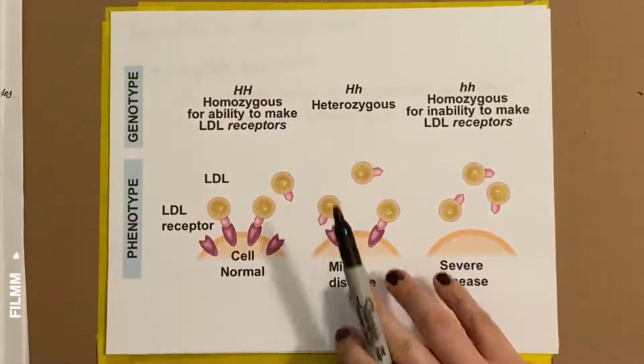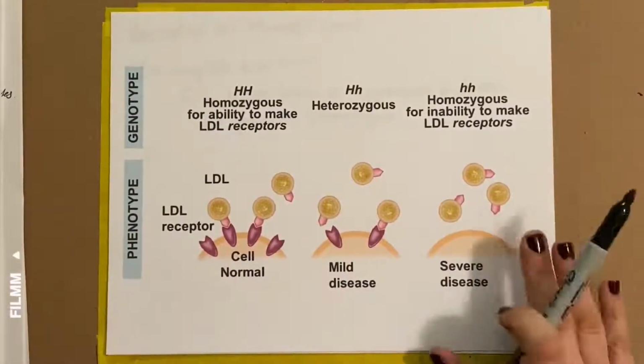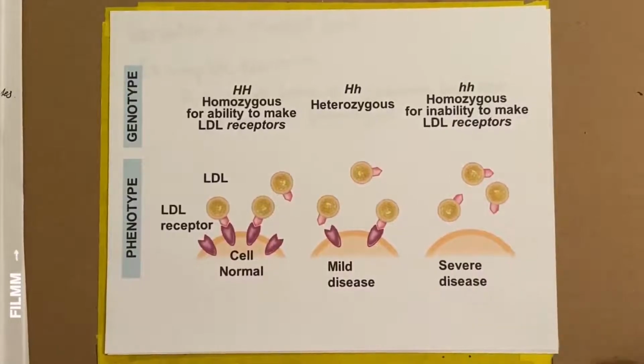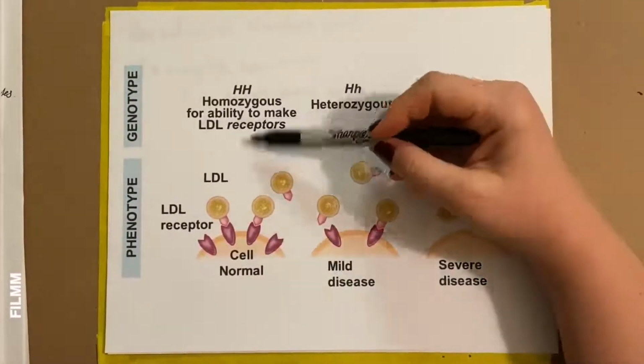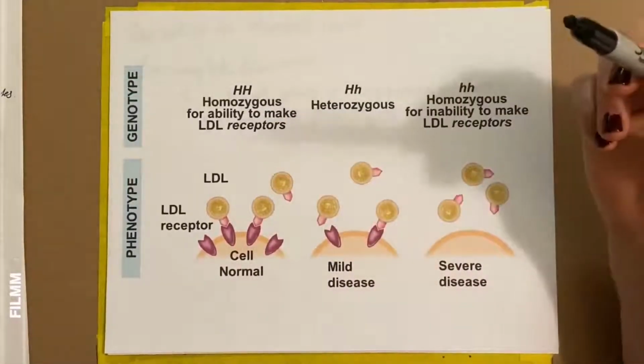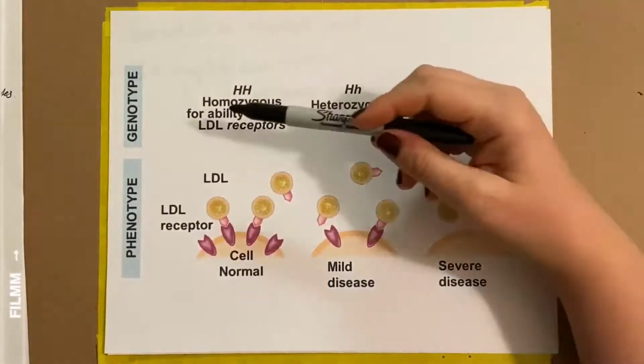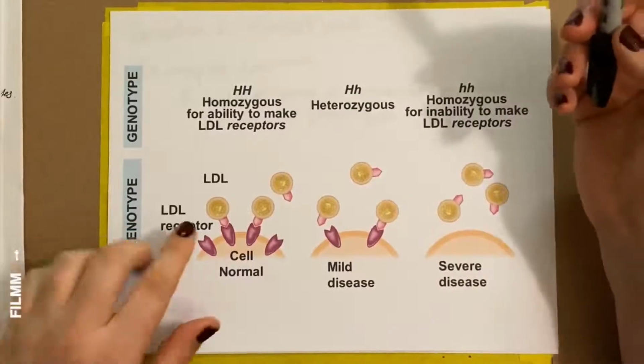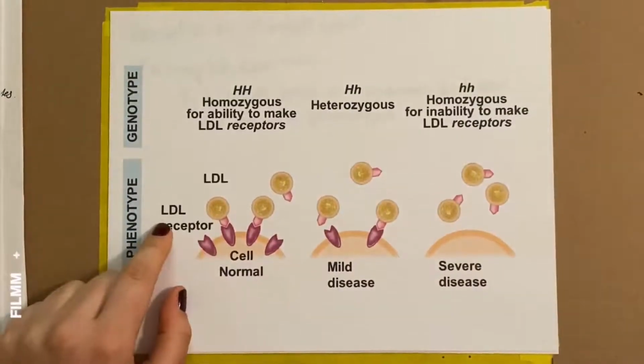Now, for a human example, there is a disease that happens with cholesterol, okay? And so a normal individual will be homozygous dominant, and they are able to make what we call these LDL receptors.